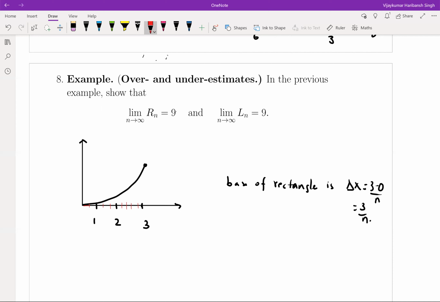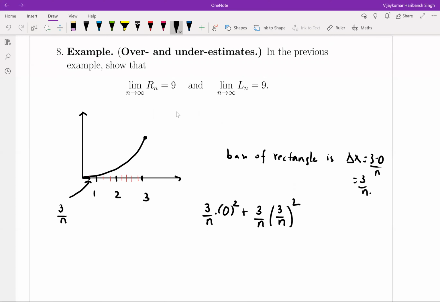Now what is the height going to be? Instead of choosing the right hand point for the height, we'll choose the left hand point for the height. So here the height is 0. So the first rectangle has basically area 0. It's going to be 3 by n as the base, and the height is simply 0 squared, because the value of the function at 0 is this. Now let's look at the next point. The next point is going to be 3 by n, right? So the base is 3 by n, and the height is going to be 3 by n squared.